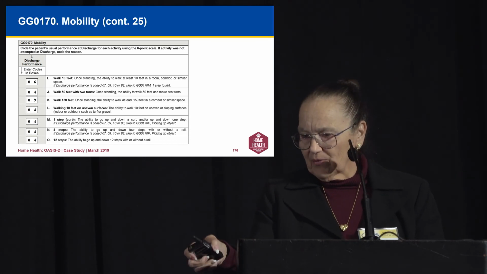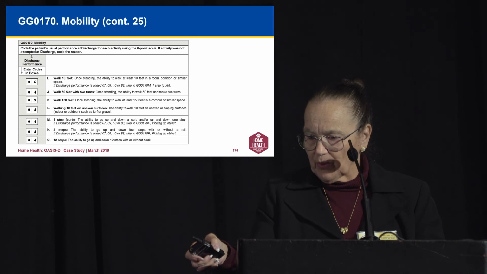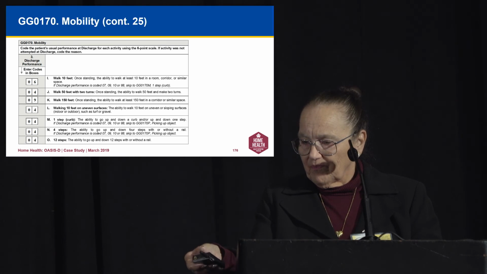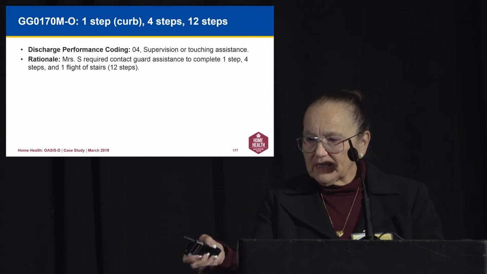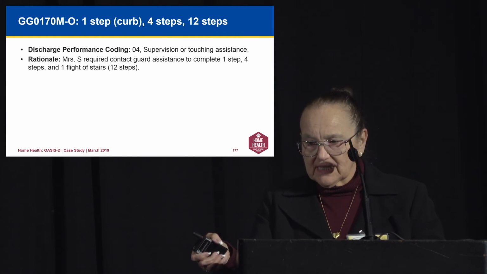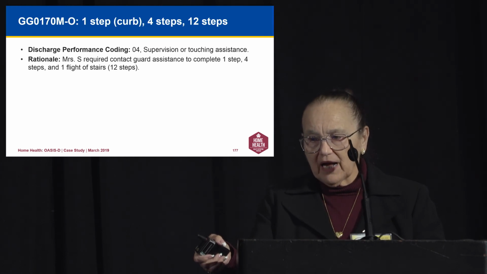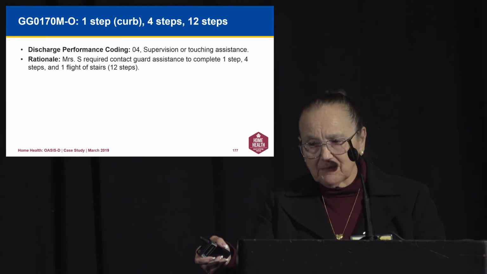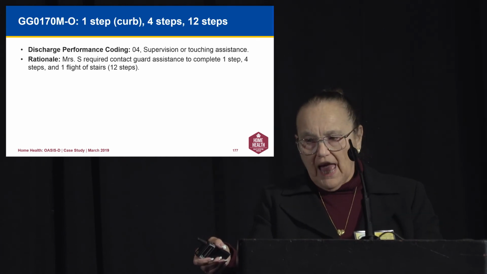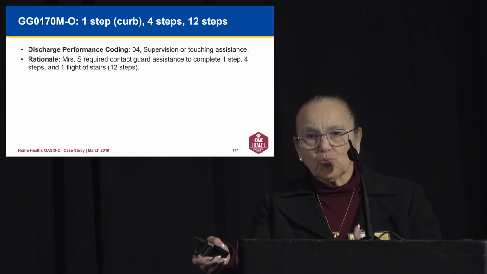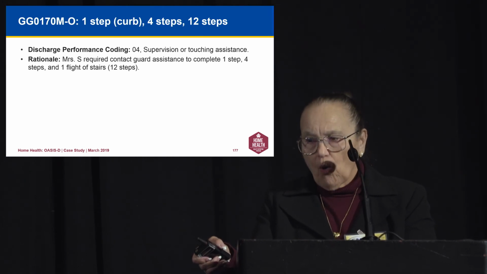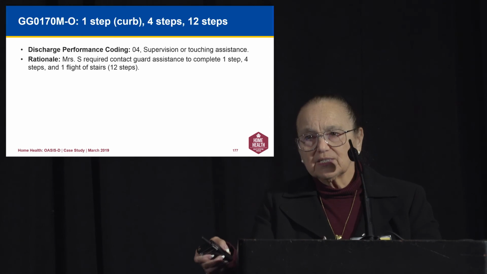So we've got here the 1 step, the 4 steps, and the 12 steps. And each of these is listed as an 04. The 1 step with the curb, 4 and 12. This is listed as supervision or touching assistance. She did require a contact guard to complete 1 step, such as a curb, 4 steps, such as going into a home, and 1 flight of stairs, which is usually 12 stairs from 1st to 2nd floor. She did require supervision or touching assistance from another person to complete the activity.